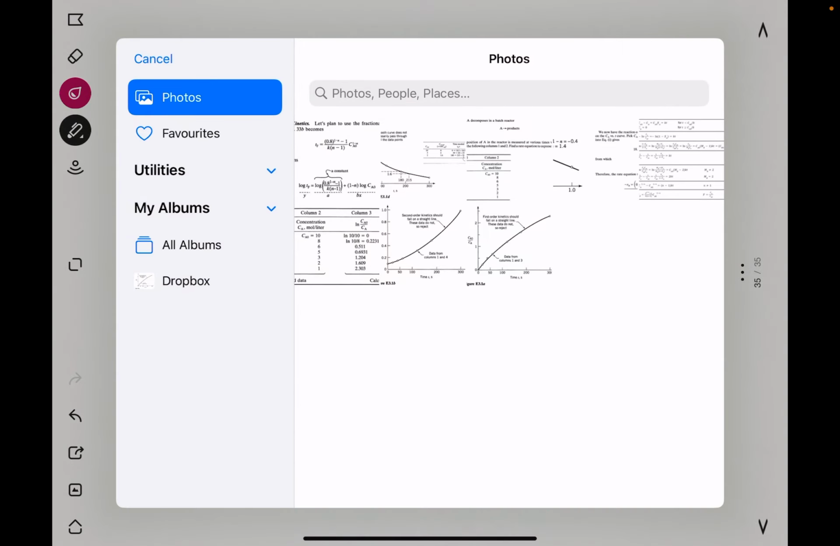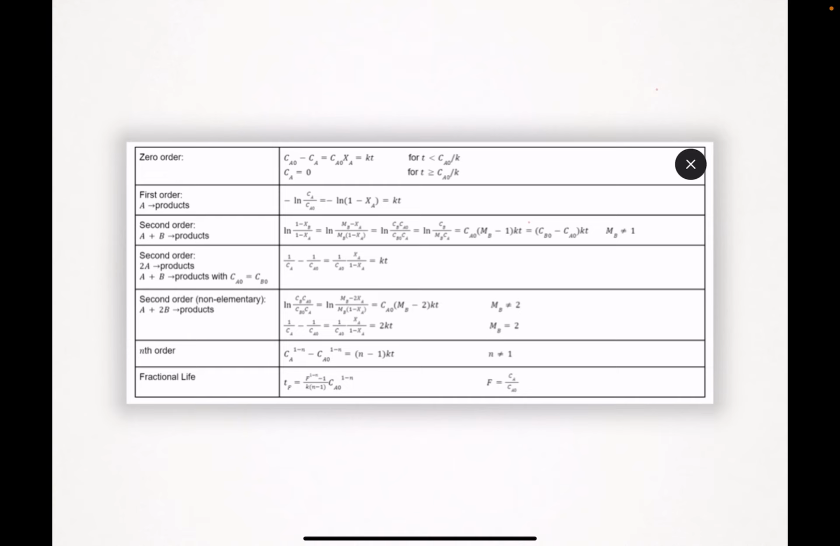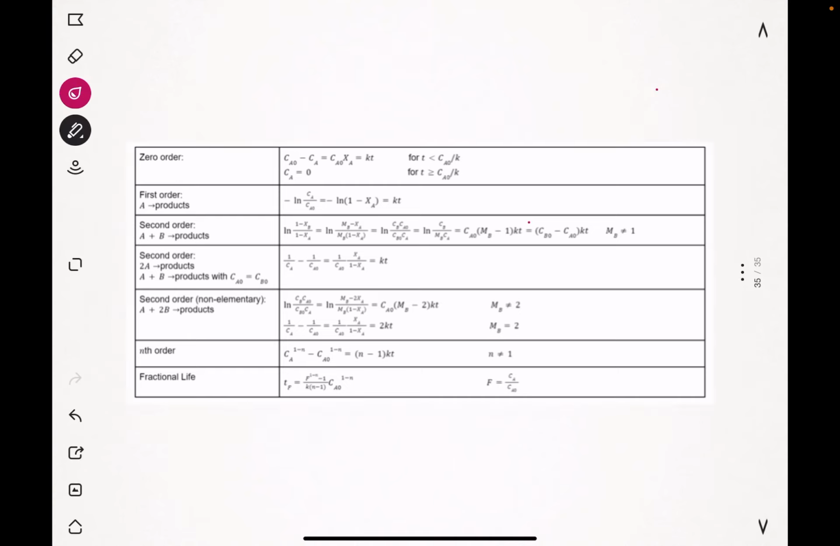In today's lecture, we'll be looking into one of the problems where we have experimental kinetic data, and from that, we'll try to find the order of a particular reaction. Before we jump into solving the problem, let's have a look at all the equations we have derived in the last few classes.